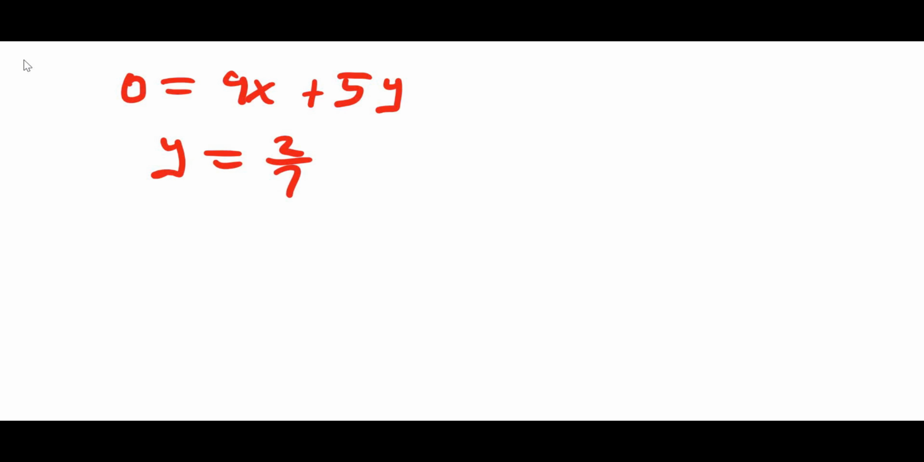All right, so if we have 0 equals to 9x plus 5y and y equals to 2/7x. We can call this equation 1 and this equation 2.